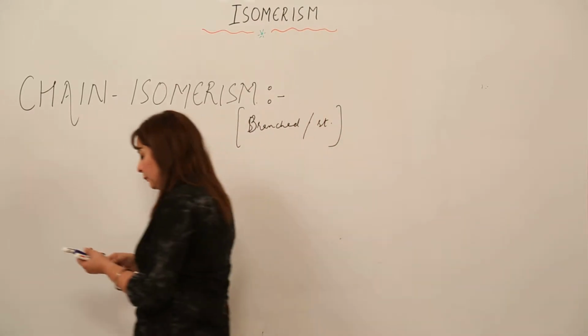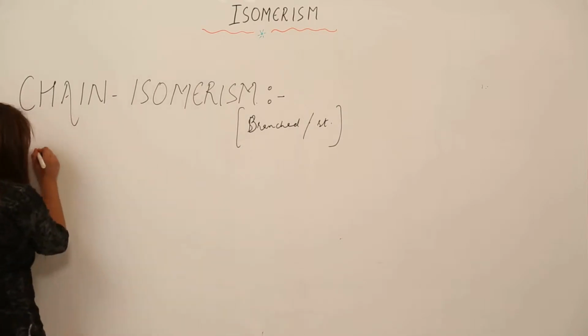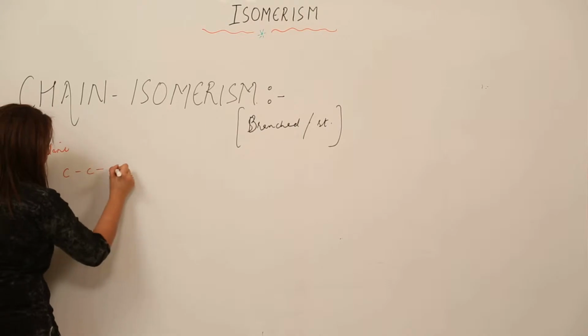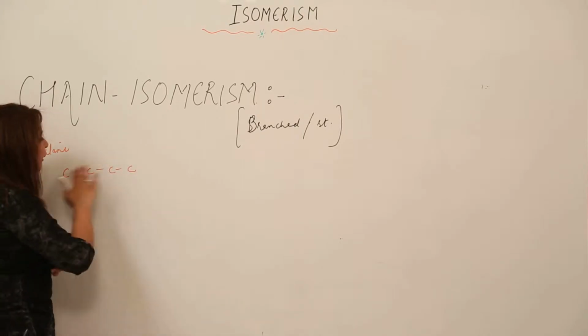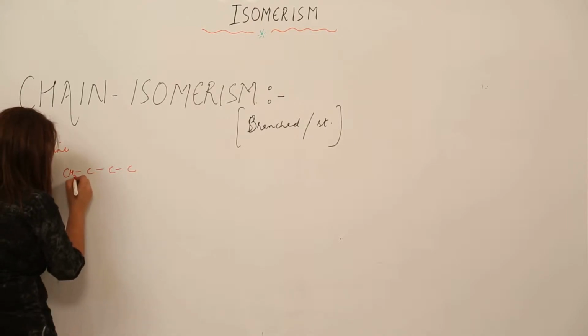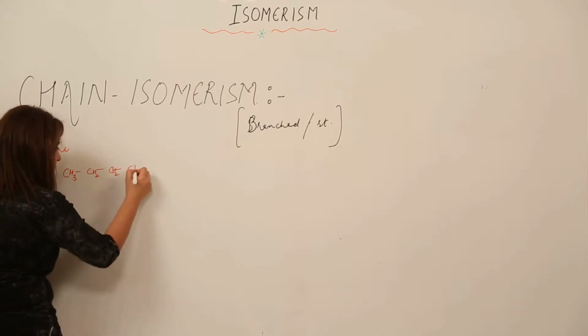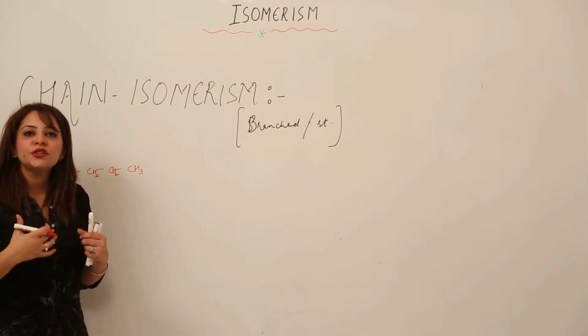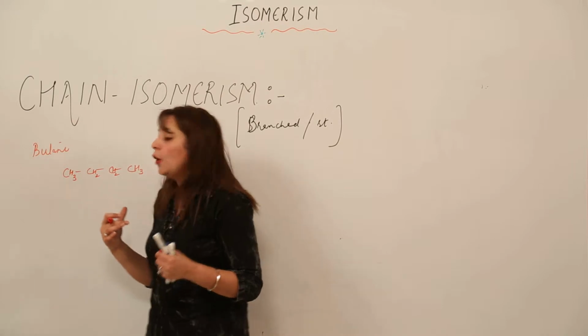So just look for example. For example, I have butane. So what is the formula for butane? Obviously, but means 4 carbons. So we are going to have 4 carbons in a chain. I'll just satisfy the valencies of carbon. So this is the formula of butane, right? So if I wish to write the chain isomers of this butane, how am I going to do it?